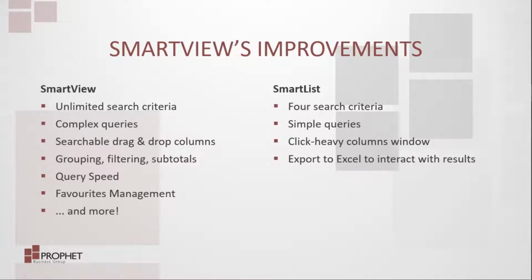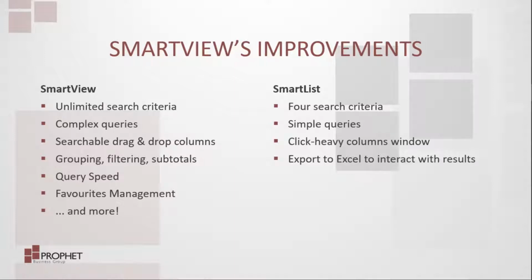SmartView has an unlimited number of search criteria. It's a list that you can just keep adding onto, and it does allow for complex queries. You're able to do grouping of subqueries, so you can do A or B and C or D, that sort of thing. This enables you to do queries that SmartList just isn't capable of, and that's one of my most favorite things about SmartView, the additional functionality through improved querying.